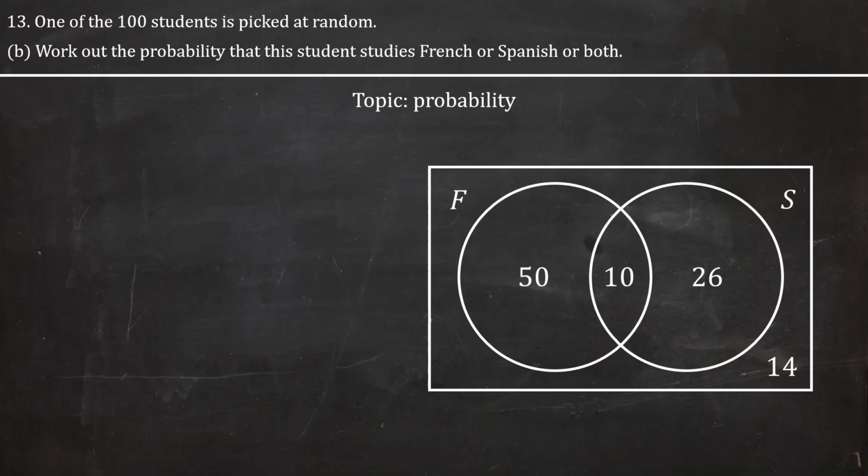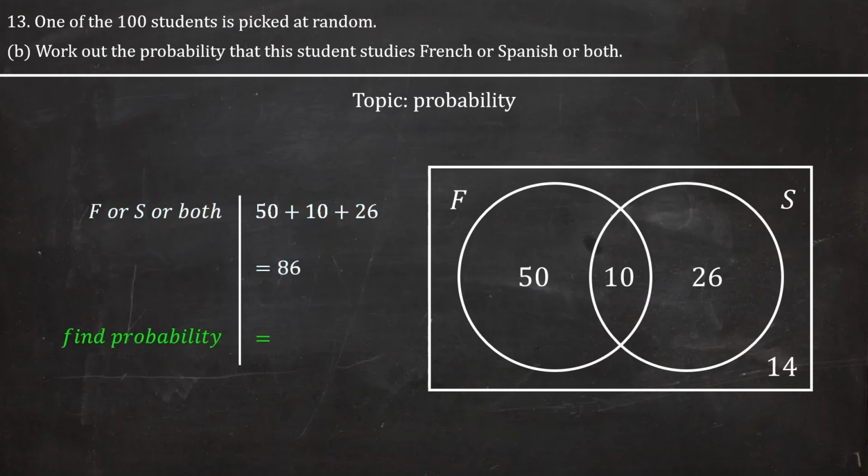Then find the probability that students study Spanish, French, or both. So the Spanish, French, or both are going to be 50 French plus 10 both plus 26 Spanish, which is 86. So the probability is going to be 100 is the total, which is the denominator, so 86 over 100. This is probability, so you don't need to simplify.